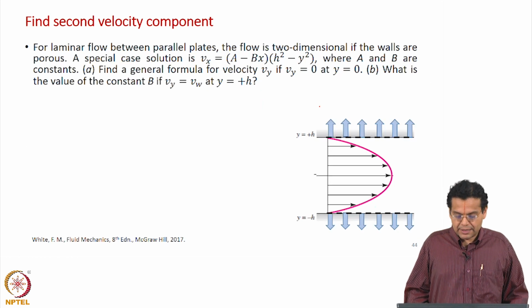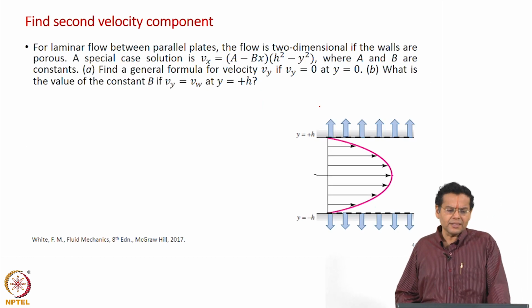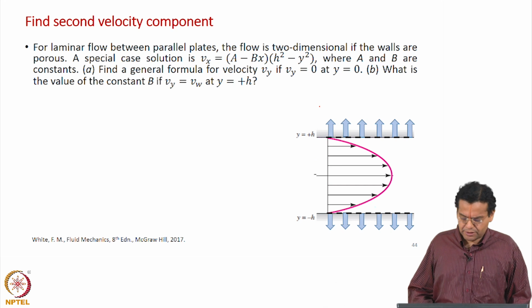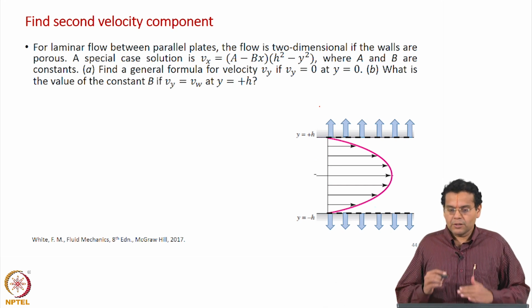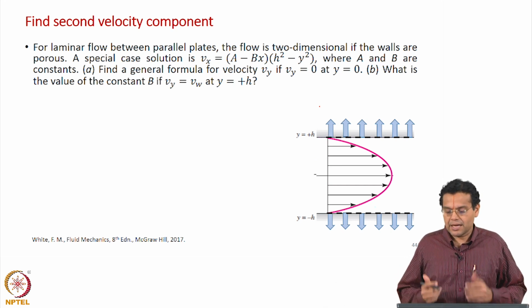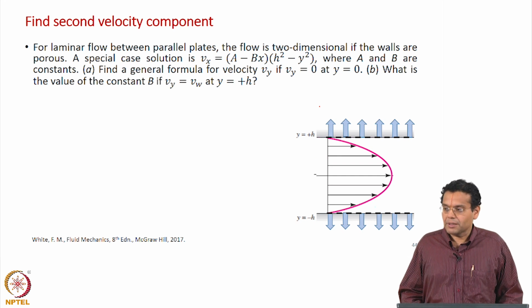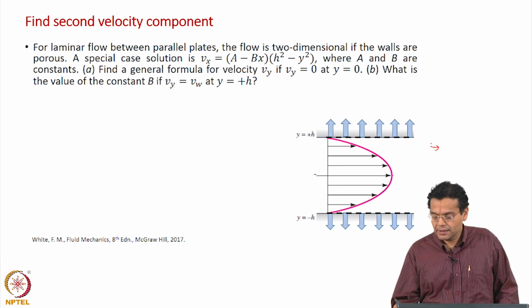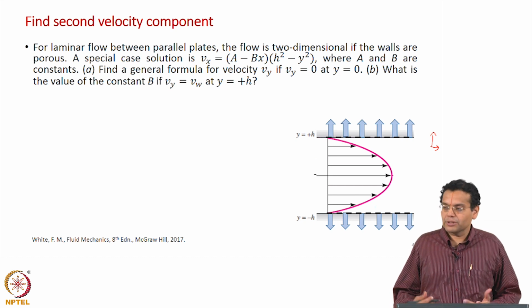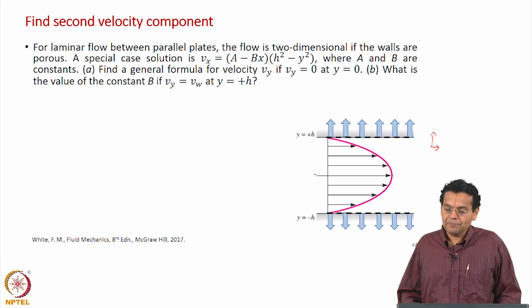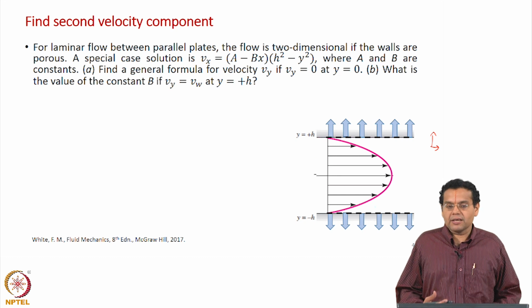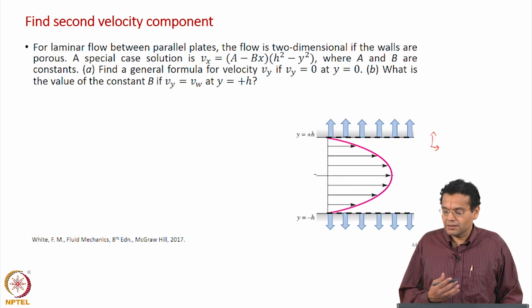Let us take the second example. First, let me explain the geometry: two parallel plates as we have always seen, but now the difference is that the plates are porous. So there is flow in the x direction and then in the y direction as well. This results in a two dimensional velocity field. What does it mean? There is variation along the x direction and variation along the y direction.